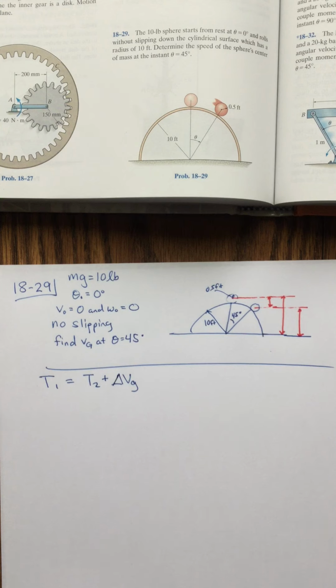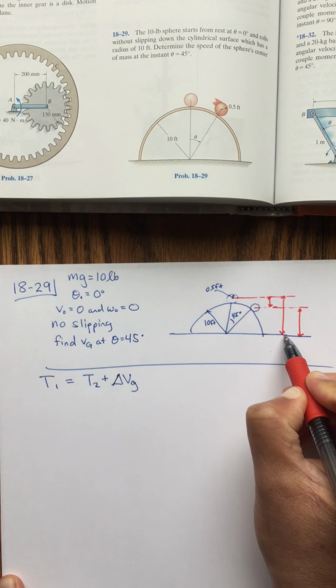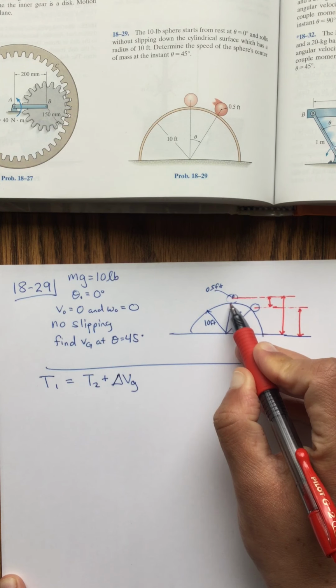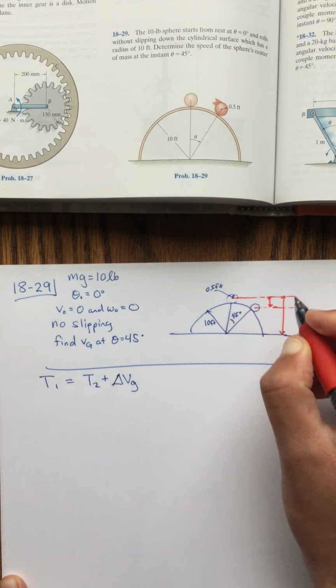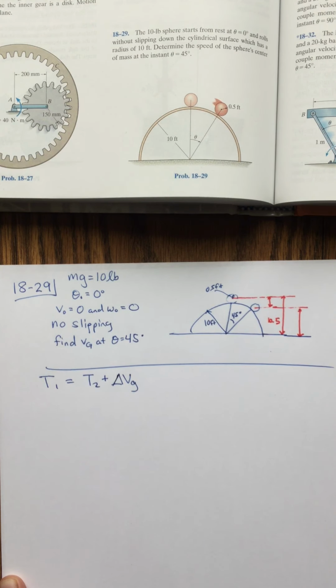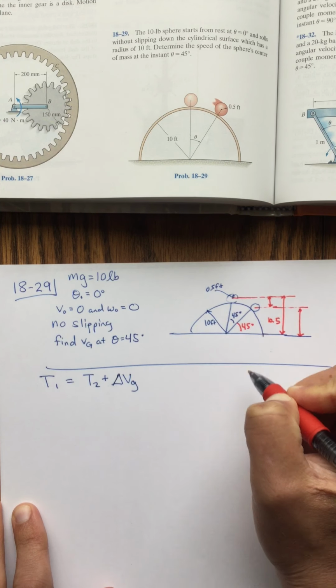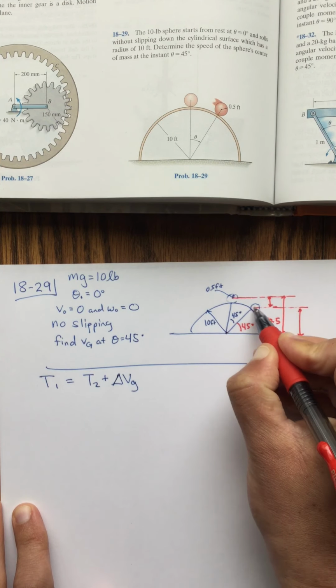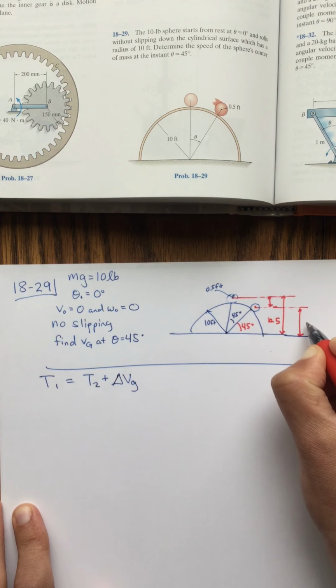So I want to know the change in gravitational potential energy, so I have to figure out how the height of the ball is changing. This is the initial height of the ball, and we're going to measure from the ground. Since the radius of the surface here is 10 feet and the radius of the ball is 0.5 feet, this is 10.5 feet. And then if this angle is 45 degrees, then this angle is also 45 degrees. From here to here, that's the radius of the surface plus the radius of the ball, so that's 10.5 feet, and I want the sine component of that.